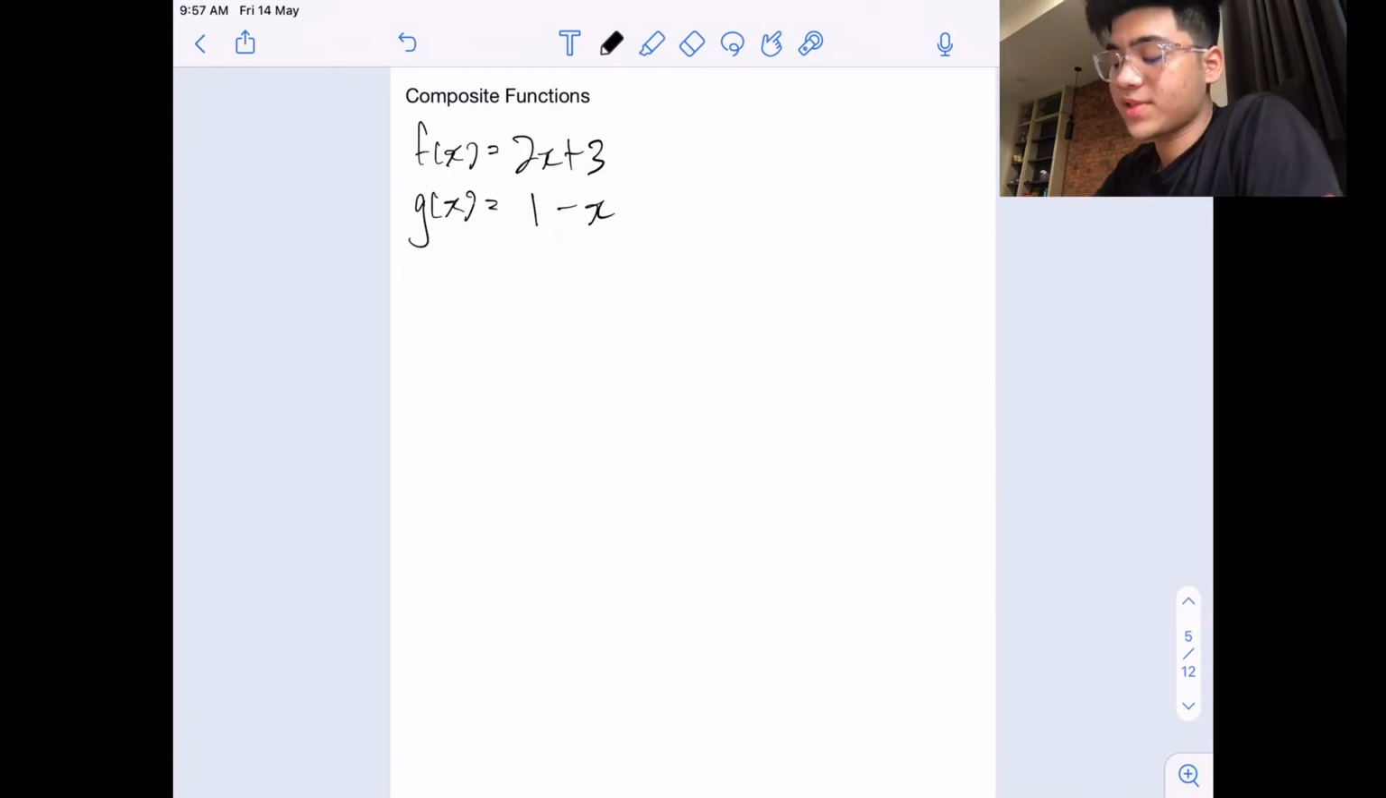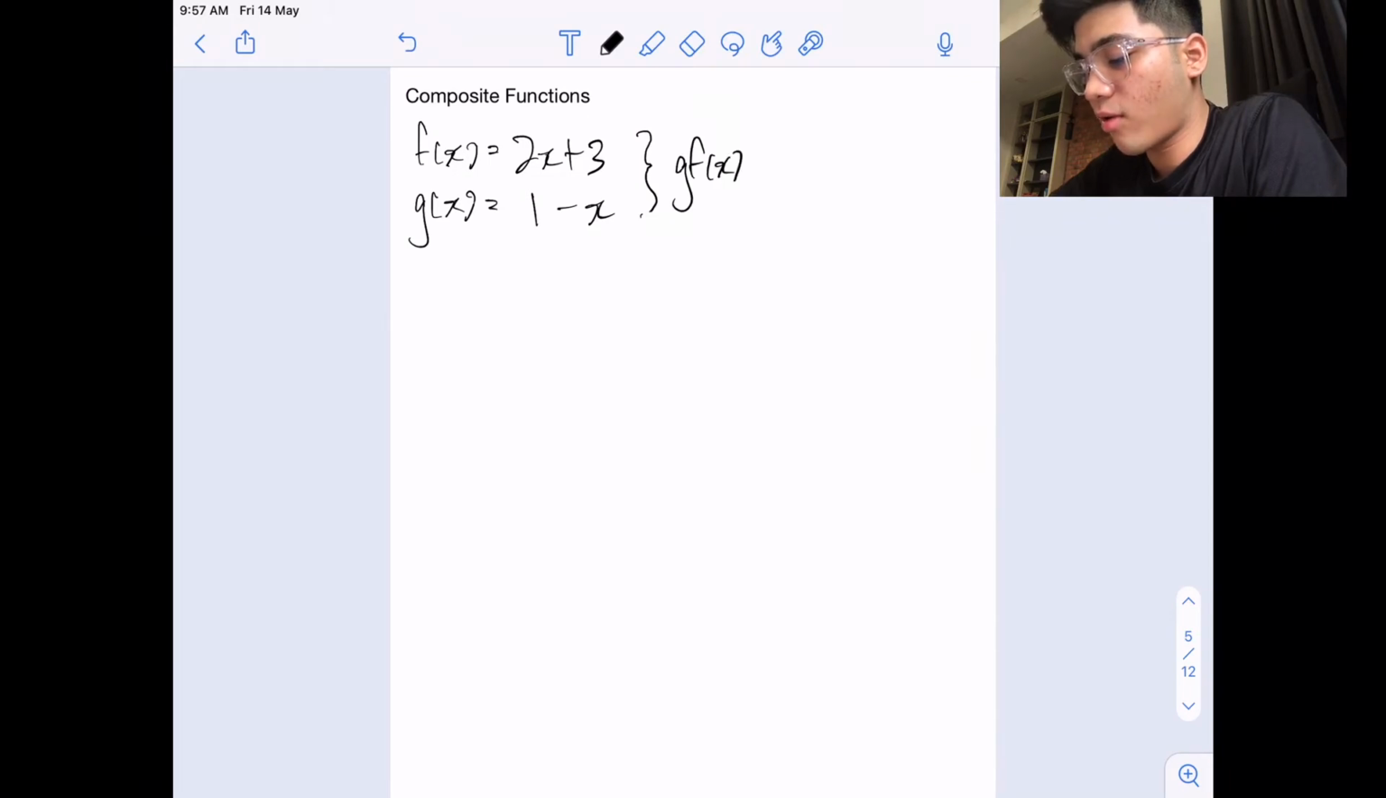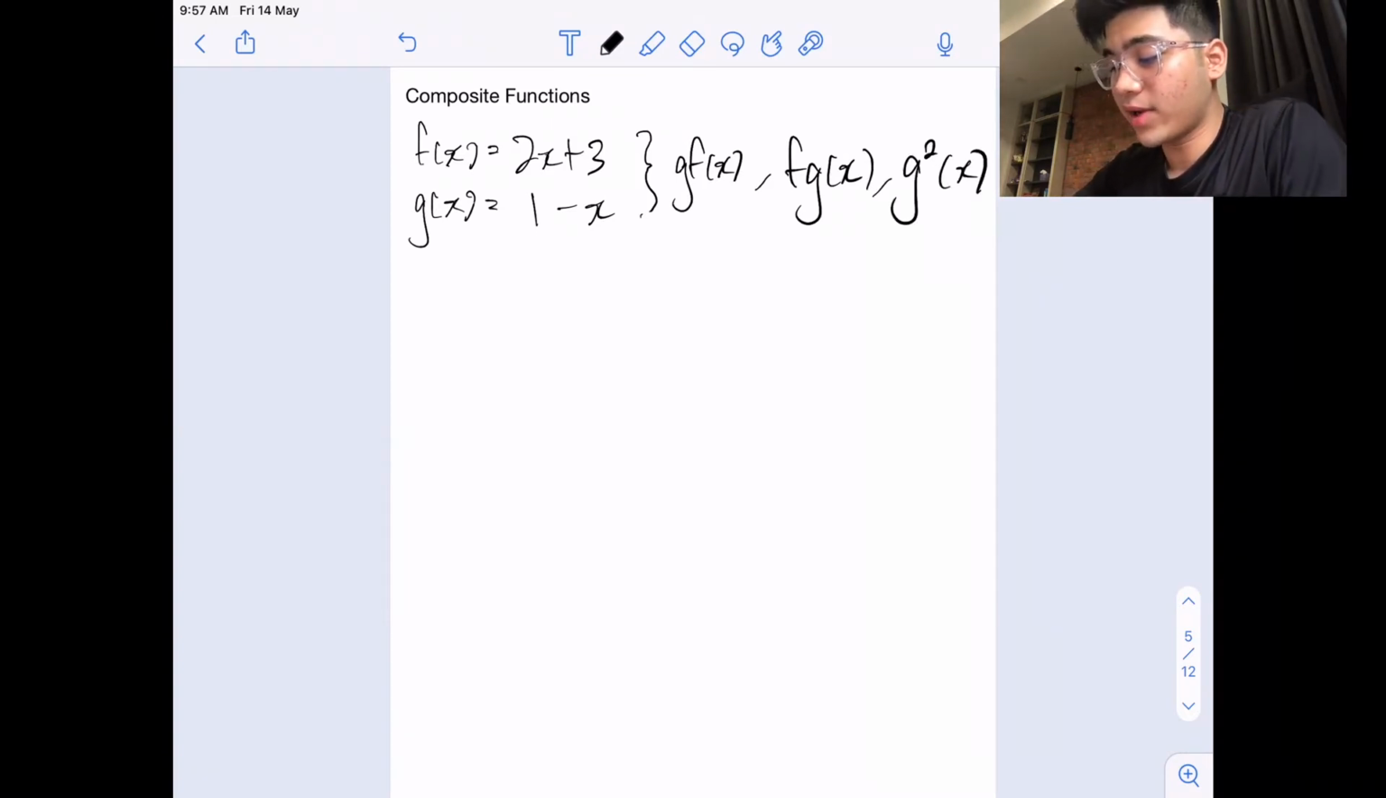So what a composite function is basically two functions being molded together. So I've already given two functions, f and g. Basically, I can make any composite function I want. I could make composite function gf, or I could even make composite function fg. I could even make composite function g squared if I wanted to. But let's just discuss how we get these functions.